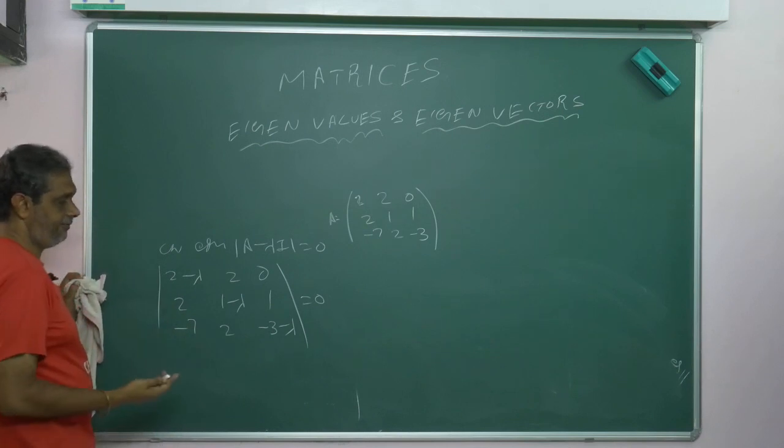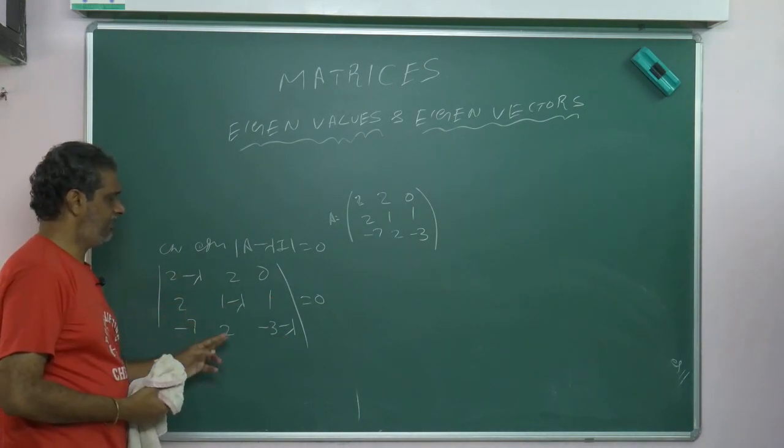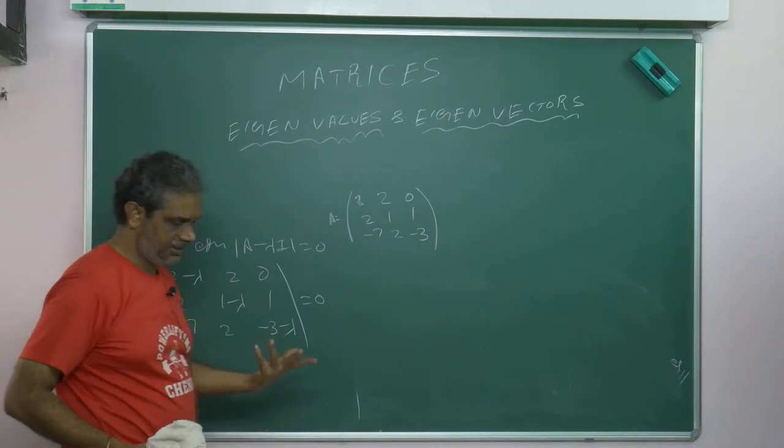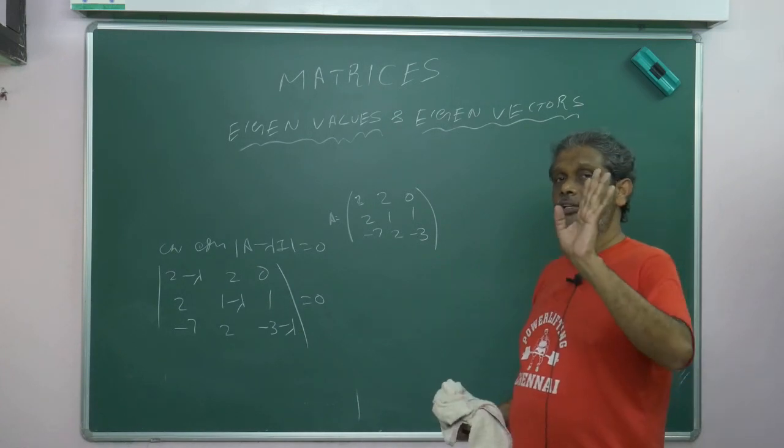This, if we expand, is somewhat of a headache: 2 minus lambda into 1 minus lambda into minus 3 minus lambda, AD minus BC, something lambda cube, 3 times, somewhat headache. Instead of direct, if you want you can expand. I am not telling you don't do like this.